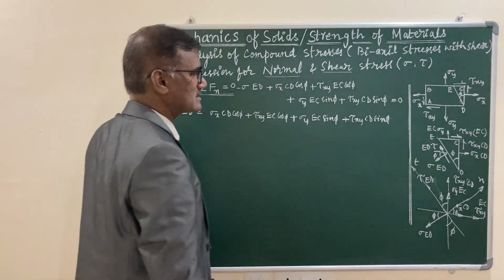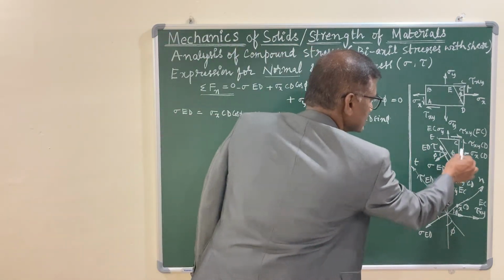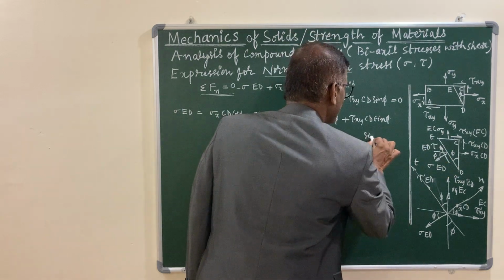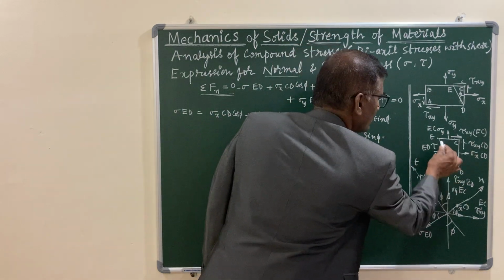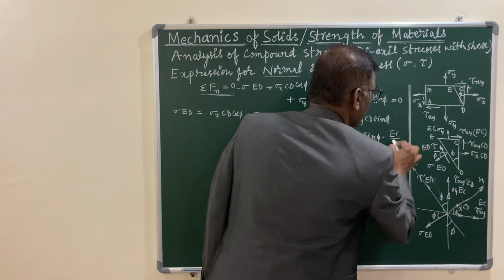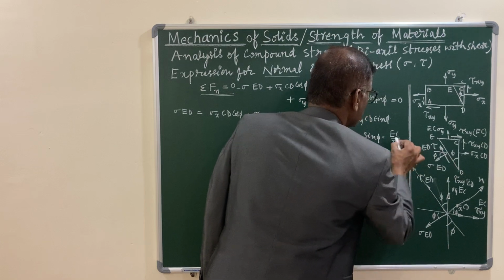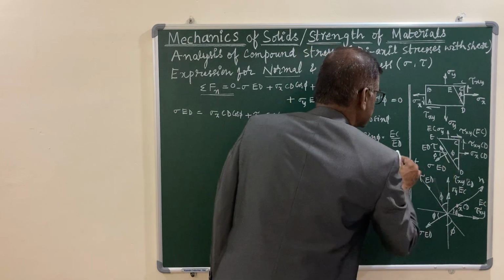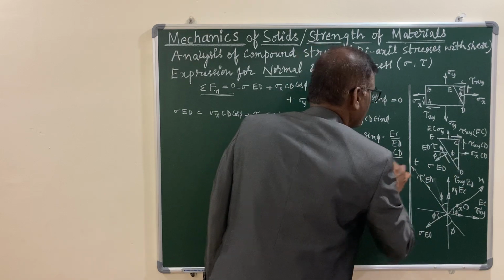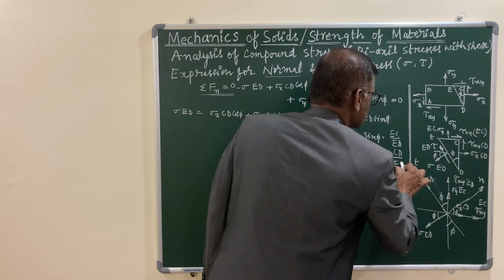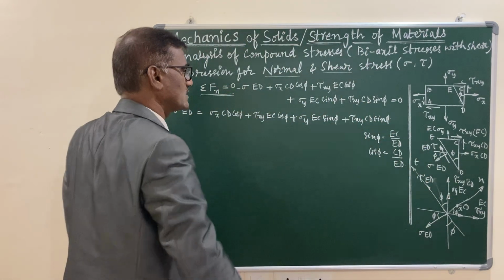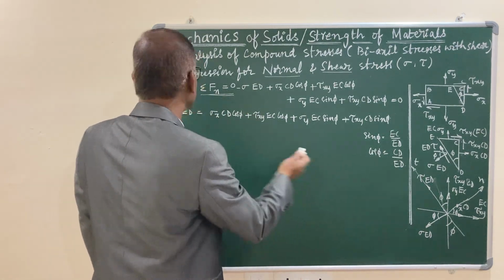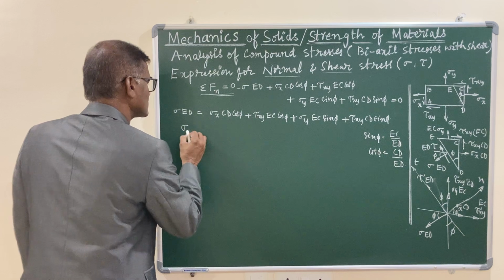Now let us look at this triangle CDE. From this triangle you can write down sin phi is equal to the opposite side EC by the hypotenuse ED. Similarly, cos phi is equal to the adjacent side CD divided by the hypotenuse ED. So these values you can substitute into this. Now let us divide the right hand side by ED. Now you have the expression for sigma.